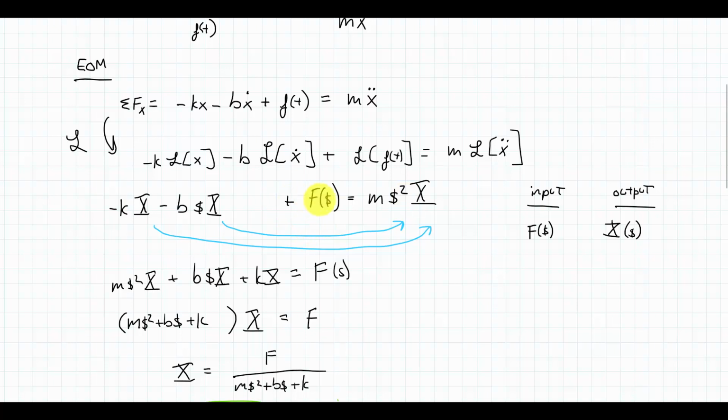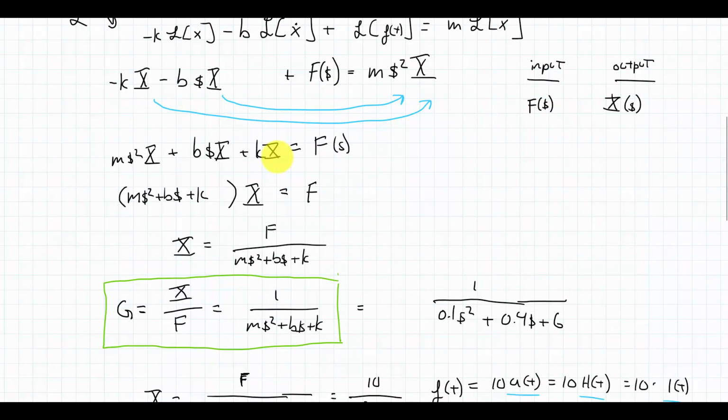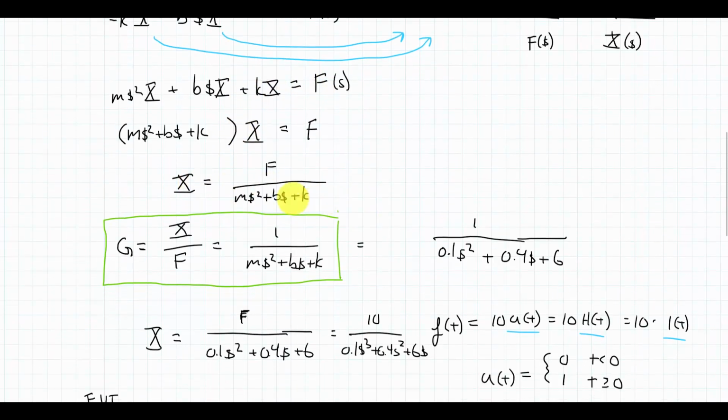Now I want to isolate my output x, in this case, on one side and put everything else on the other side, including my one input, f. So I rearranged it to have all of my x's on one side, and then I'm going to let the other side have everything else. I can isolate the x, I divide through, and I get that it's equal to f over ms squared plus bs plus k. Now, I am not going to do an inverse Laplace transform.